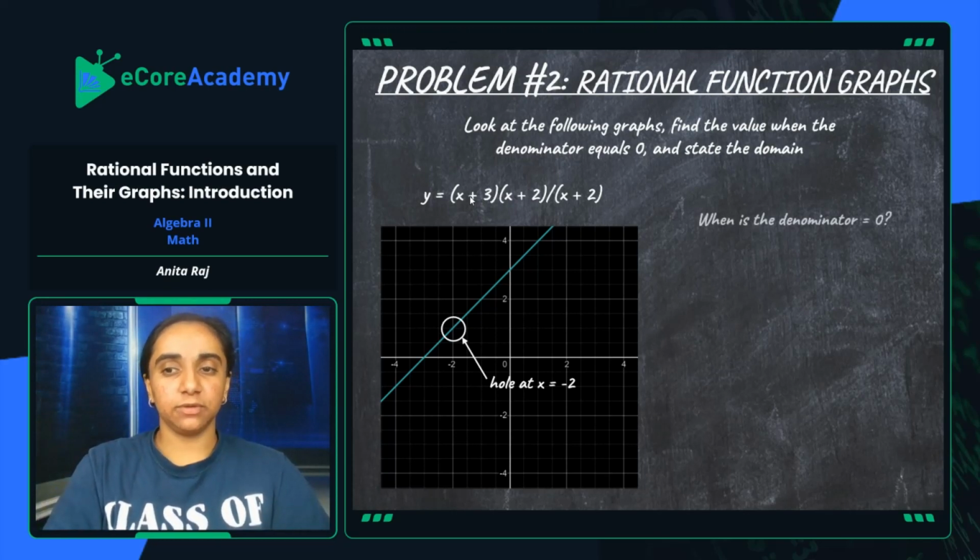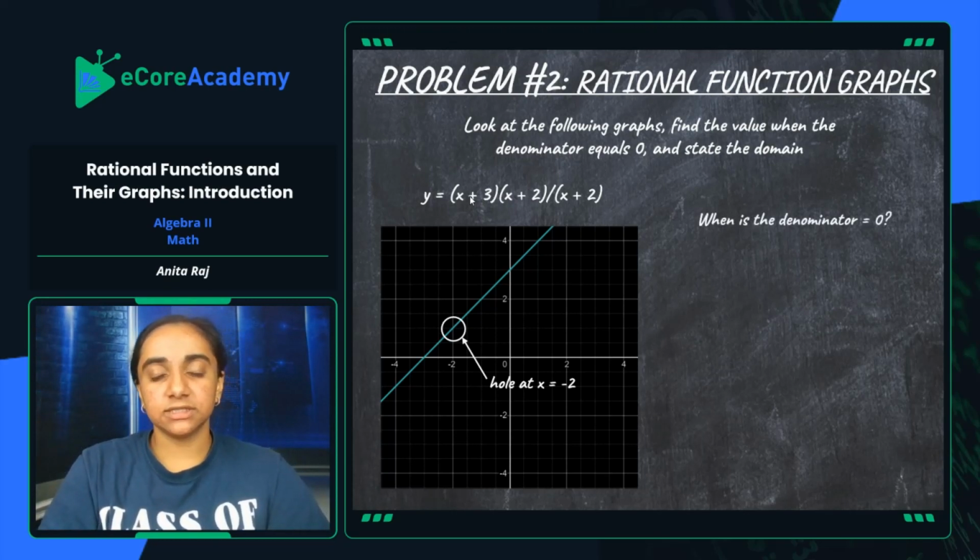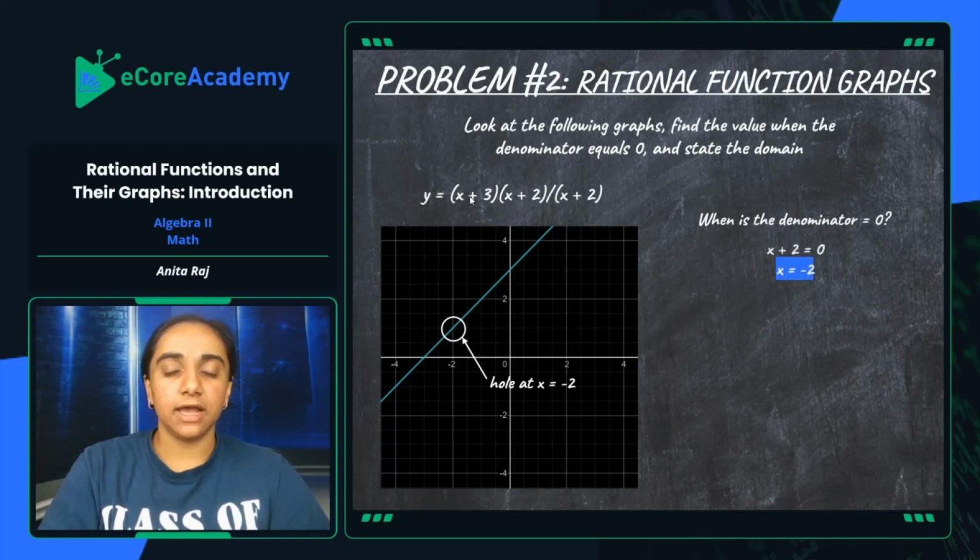So first we're going to determine when the denominator is equal to 0. So in this case, the denominator is the expression x plus 2. So we're going to set that equal to 0. x plus 2 equals 0. Simply, if we subtract 2 from both sides, we get x equals negative 2.